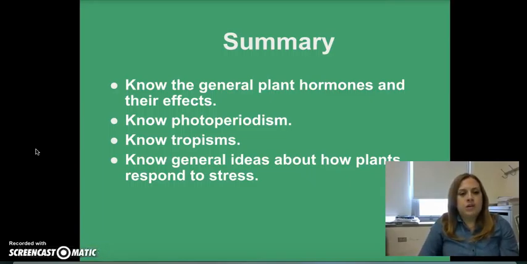Things you need to know: the general plant hormones and their effects, so the things we talked about. You need to know phototropism, photoperiodism, and then you need to have a general idea about how plants respond to stress of herbivores and pathogens.